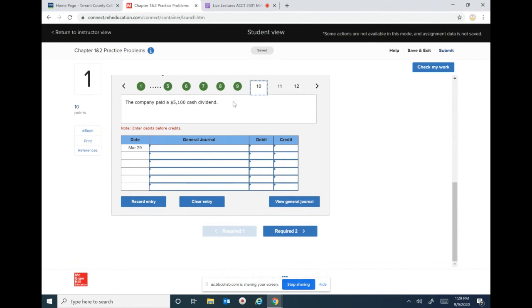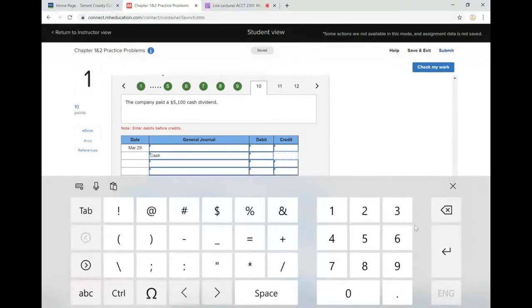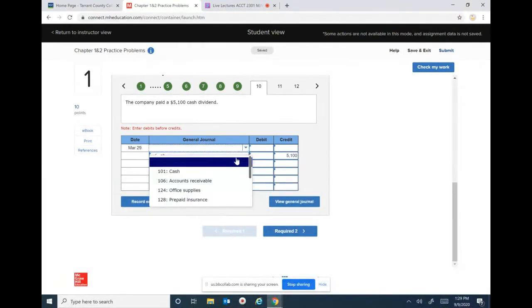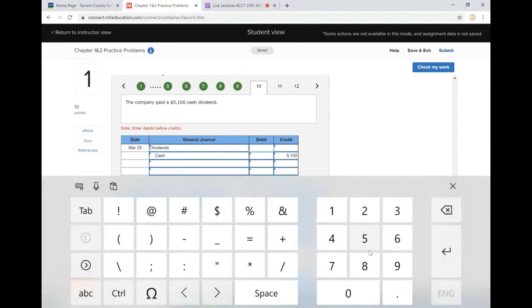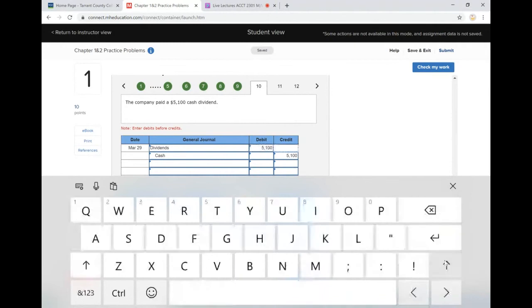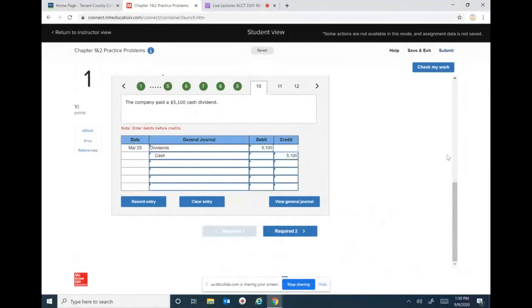Okay, number 10. The company paid a cash dividend. The easiest account to deal with is cash. I know that I'll have to credit that $5,100. Dividends are paid directly to the stockholders. They reduce stockholders' equity. So when they go up, they have to be debited. So here's the debit to dividends of $5,100. So that was not a very complicated journal entry.